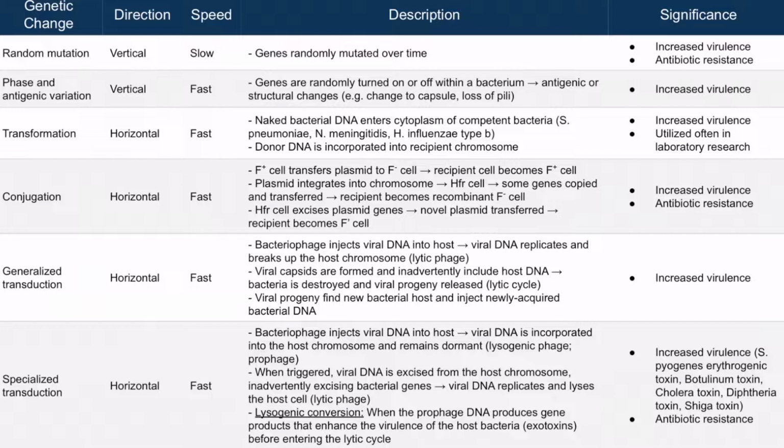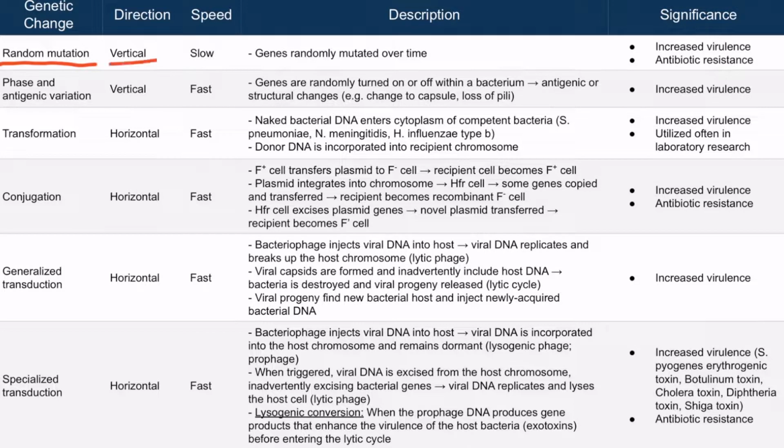The main reason you need to understand this topic is because genetic change can increase the virulence of bacteria, as you can see with this far right column. Now, virulence was covered in detail within Section 2, the previous video, but for the purposes of this lecture, just remember that virulence is anything that helps the bacteria invade the host, evade immune defenses, or inflict disease. With that framework, let's describe the first method of genetic change, random mutation.